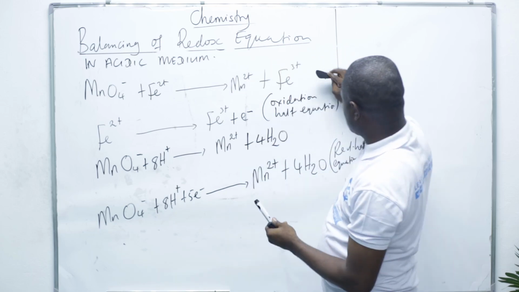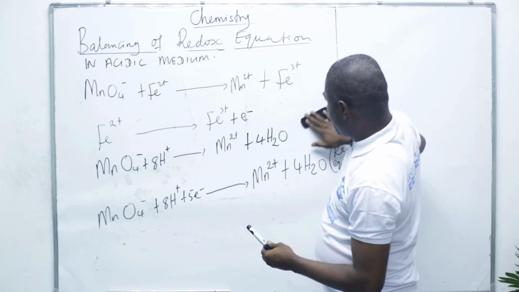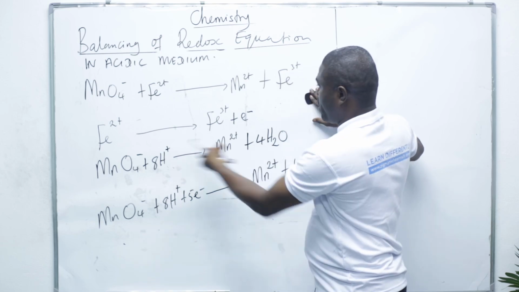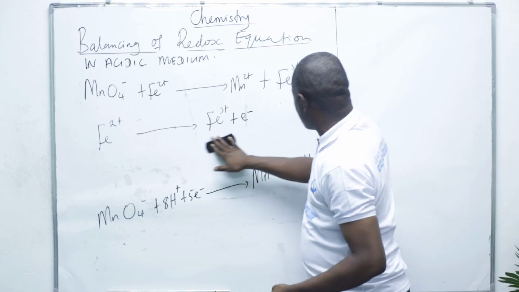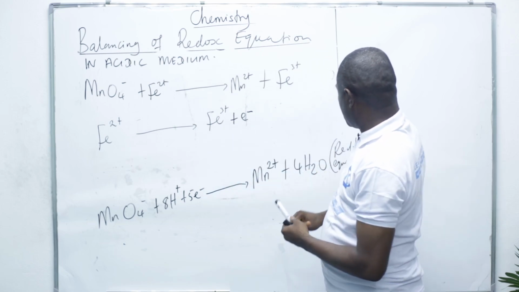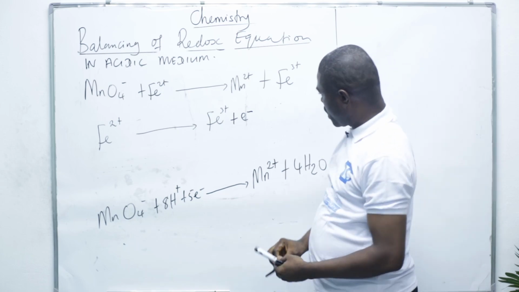You have noted that this is the oxidation half equation, right? You have also seen that this is actually coming from here, right? So if I remove this, these are the 2 equations I have now. This is also the reduction half equation. You know about this.